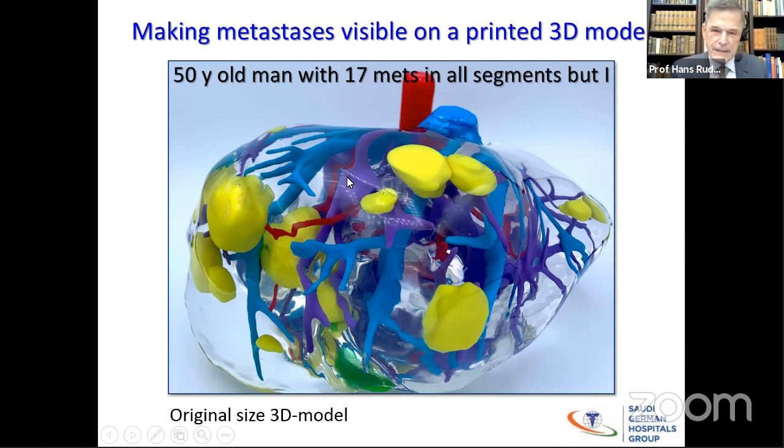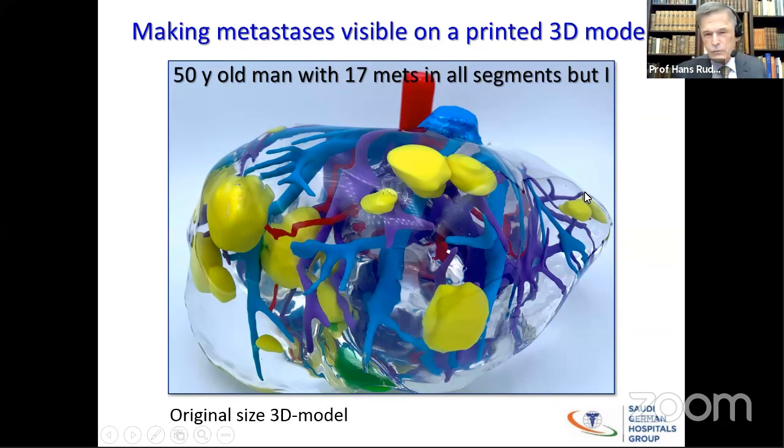If this is a difficult situation like this, we can get help nowadays with printed 3D models of the liver. We get these in original size, like we find it in the body. This is an example, a 50-year-old man with 17 metastases in all segments, but in segment 1. I thought at first it wasn't resectable. This is the situation after neoadjuvant chemotherapy, and he got lots of chemotherapy with only few success.